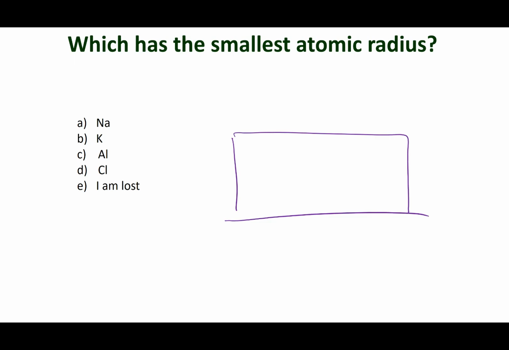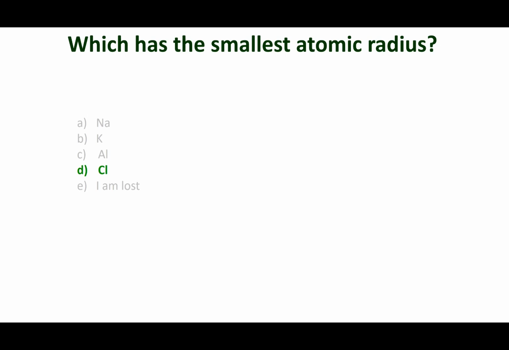Okay, gentle people, so if we put those two factors together, the top right-hand corner of the periodic table has the smallest atoms, and the bottom left-hand corner of the periodic table has the biggest atoms. So what I want is the element that is the top right-hand most element. So in this case, chlorine is the topmost, rightmost element from this list.